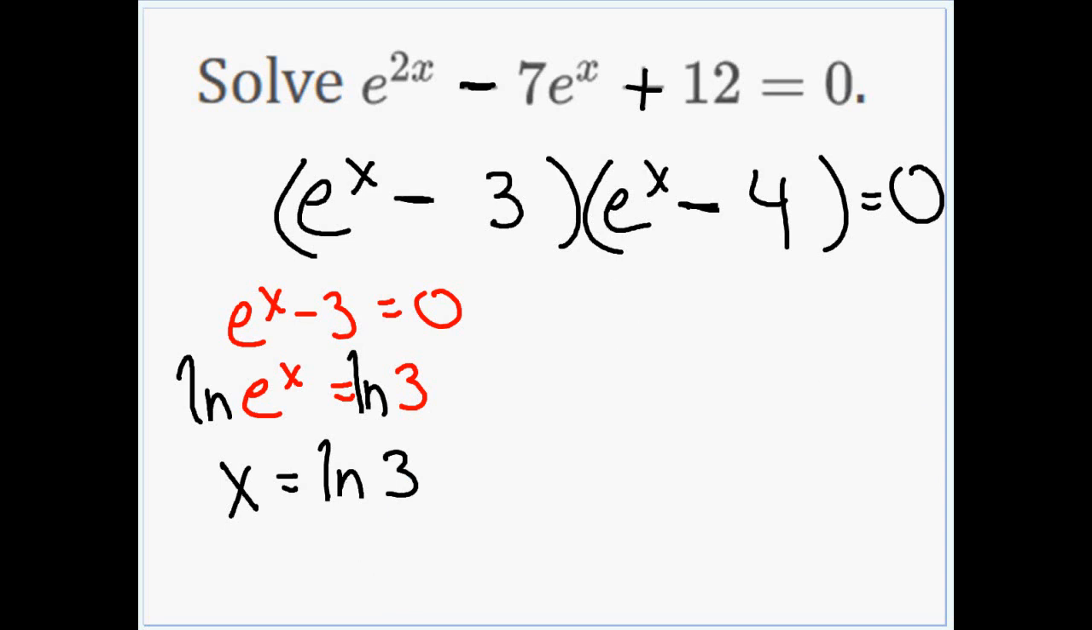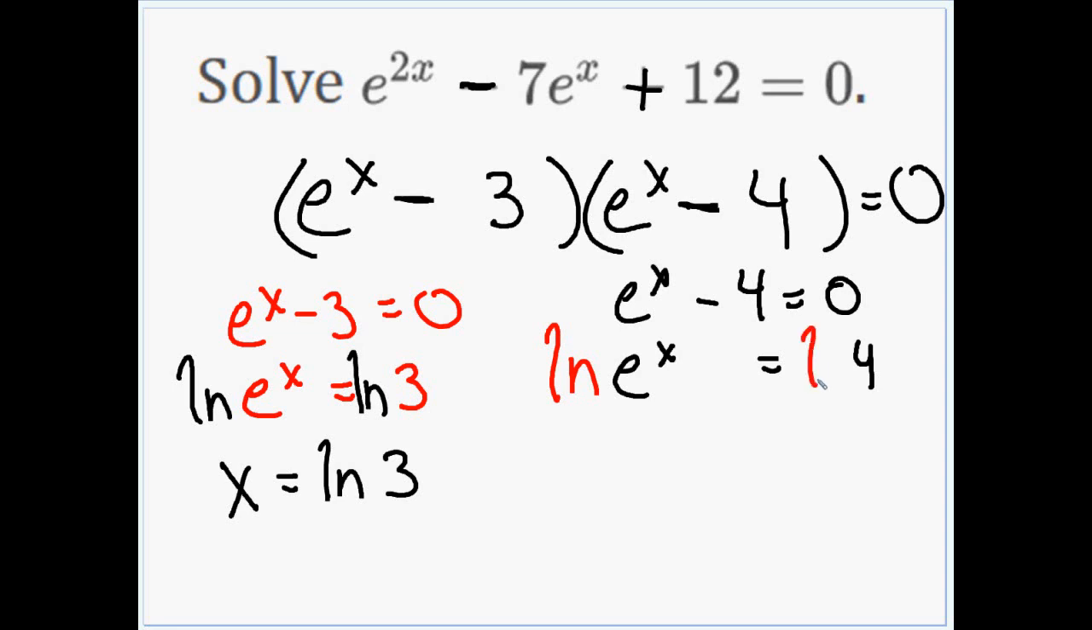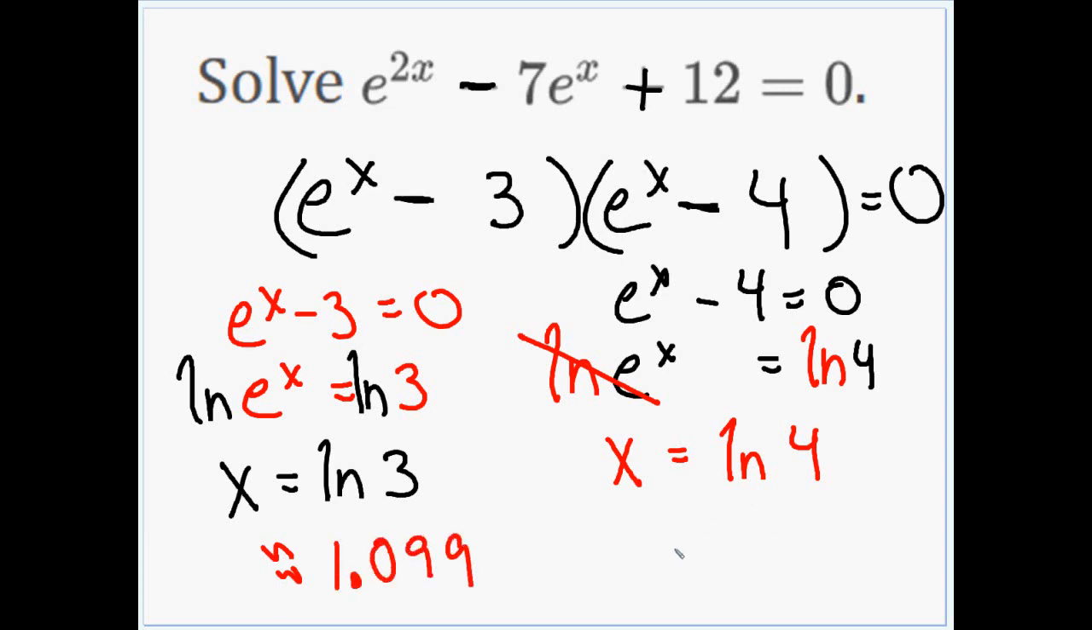And over on the other side, e to the x minus 4 is equal to 0. Add 4 to both sides. e to the x is 4. It's natural log time. So the ln and the e cancel. We have x equals the natural log of 4. If you like decimals, natural log 3 is about 1.099. And the natural log of 4 is approximately 1.386. Okay, good stuff.